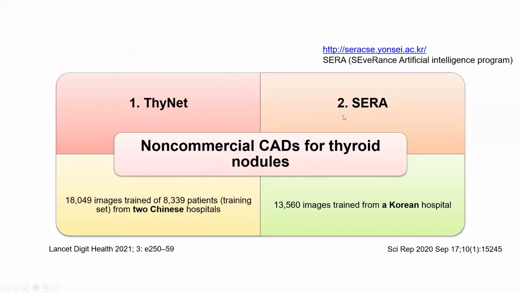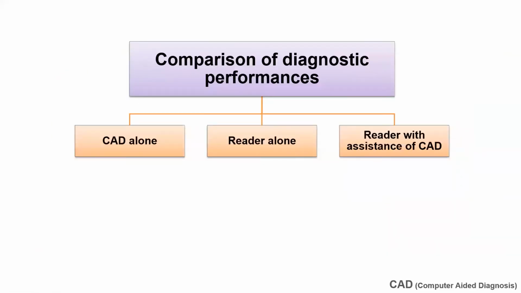2 non-commercial CAD systems are available at this time. ThyNet was trained with about 18,000 images from 2 Chinese hospitals, and Sarah was trained with more than 13,000 images from a Korean hospital. There have been many investigations on the diagnostic performances of CAD for the classification of thyroid nodules on ultrasound.